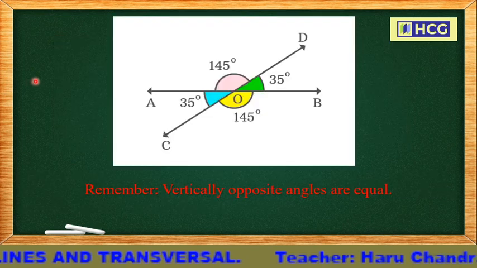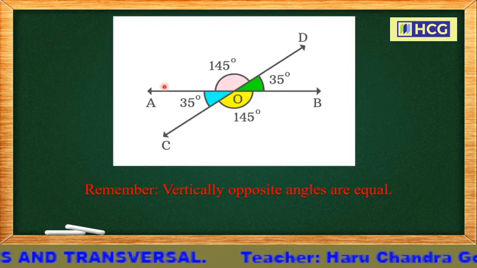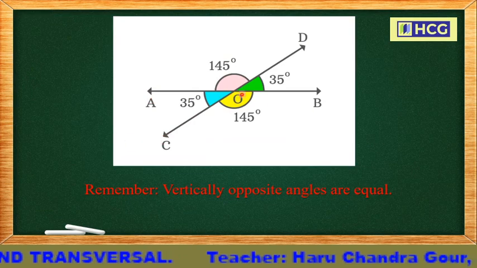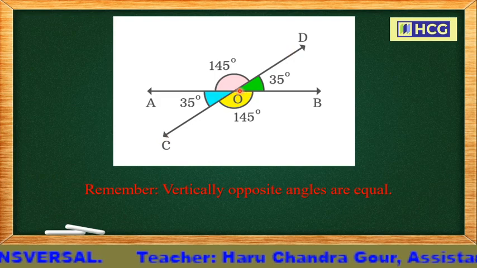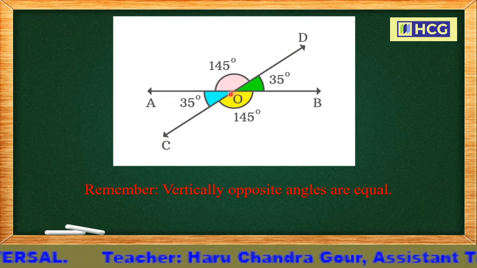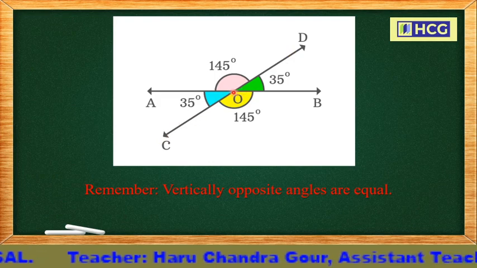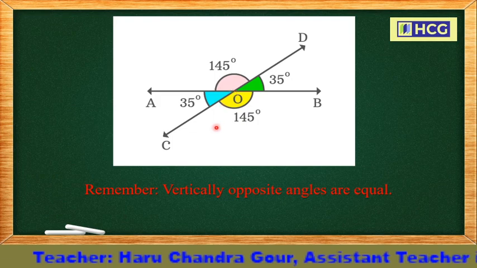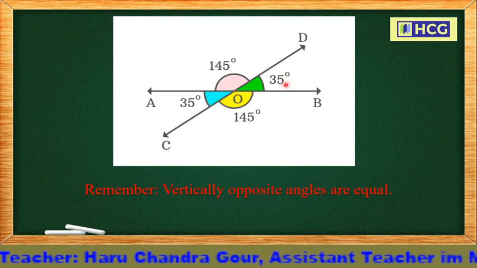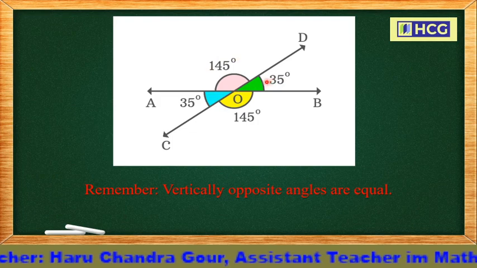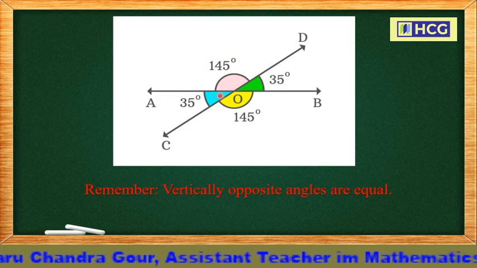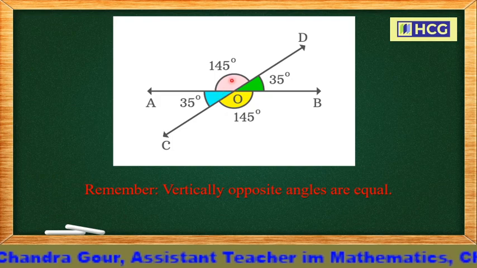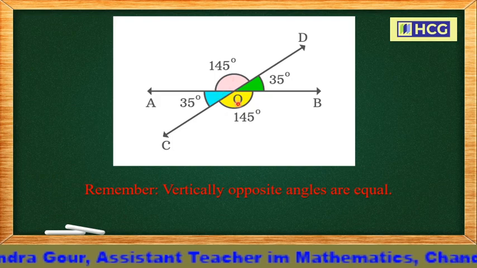Next slide. Now, here AB and CD are two straight lines. They are not parallel, they are intersecting straight lines. And these two lines intersect at the point O. And four angles are formed. These angles, this and this, are vertically opposite angles. And these are vertically opposite angles.